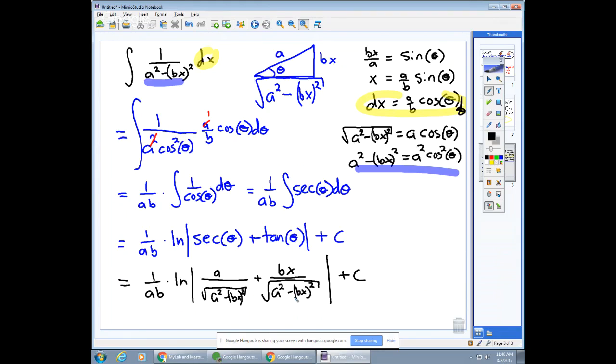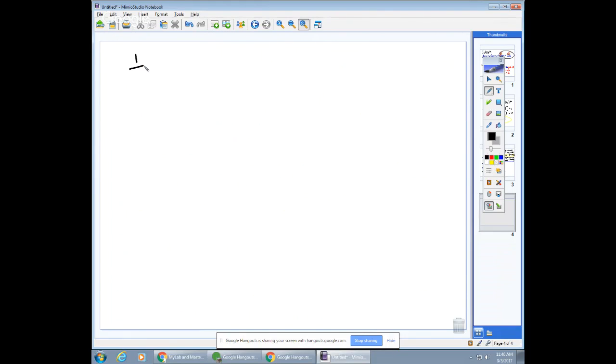How about a new page? I have a common denominator there, right? So we can add the inside. So I have 1 over ab on the outside, natural log, absolute value of a plus bx over the square root of a squared minus bx squared, in the square root. A little better.